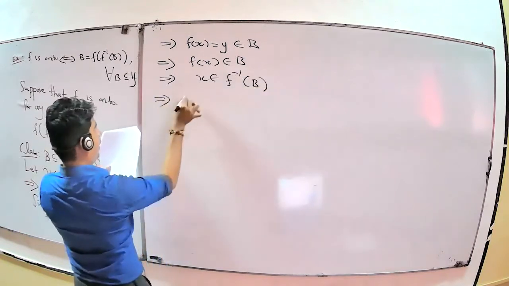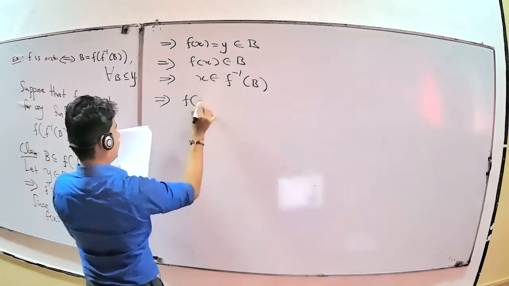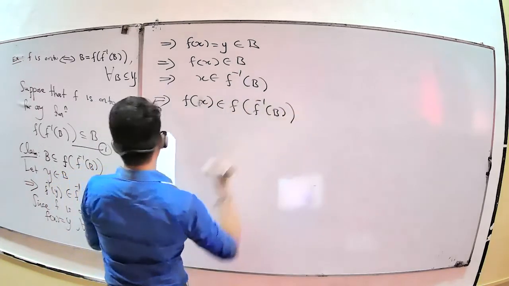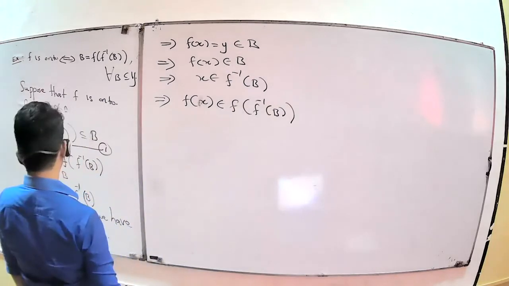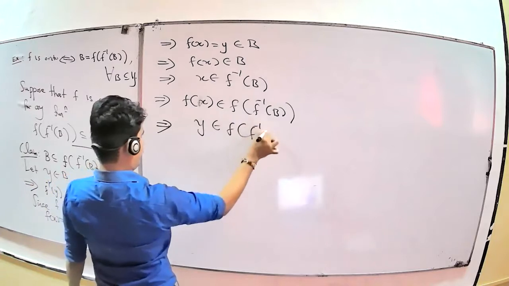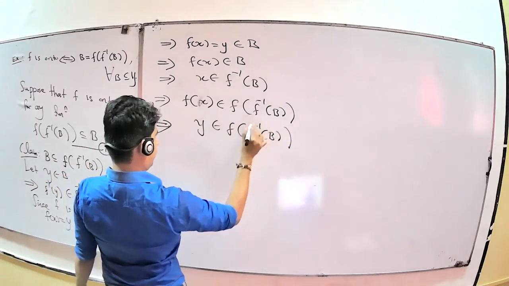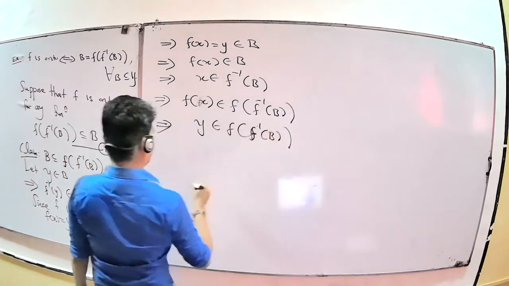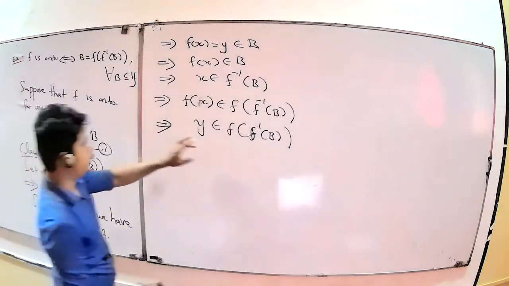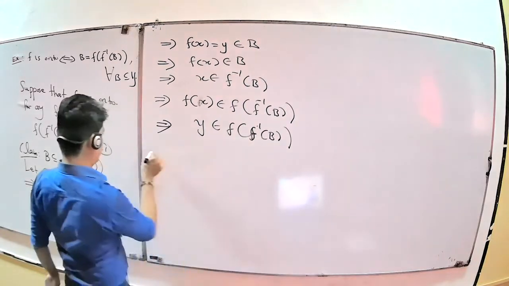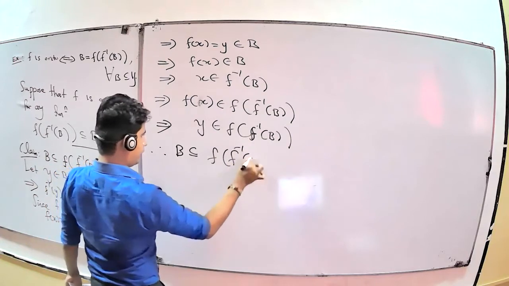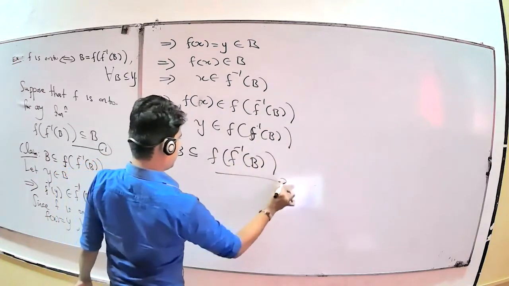Now you take both sides f, then f of x belongs to f of f inverse of b. But f of x means y, because f is onto. y belongs to f of f inverse b. We take y belong to b, we prove y belong to f of f inverse b. Therefore, b subset of f of f inverse b. This is your second part.